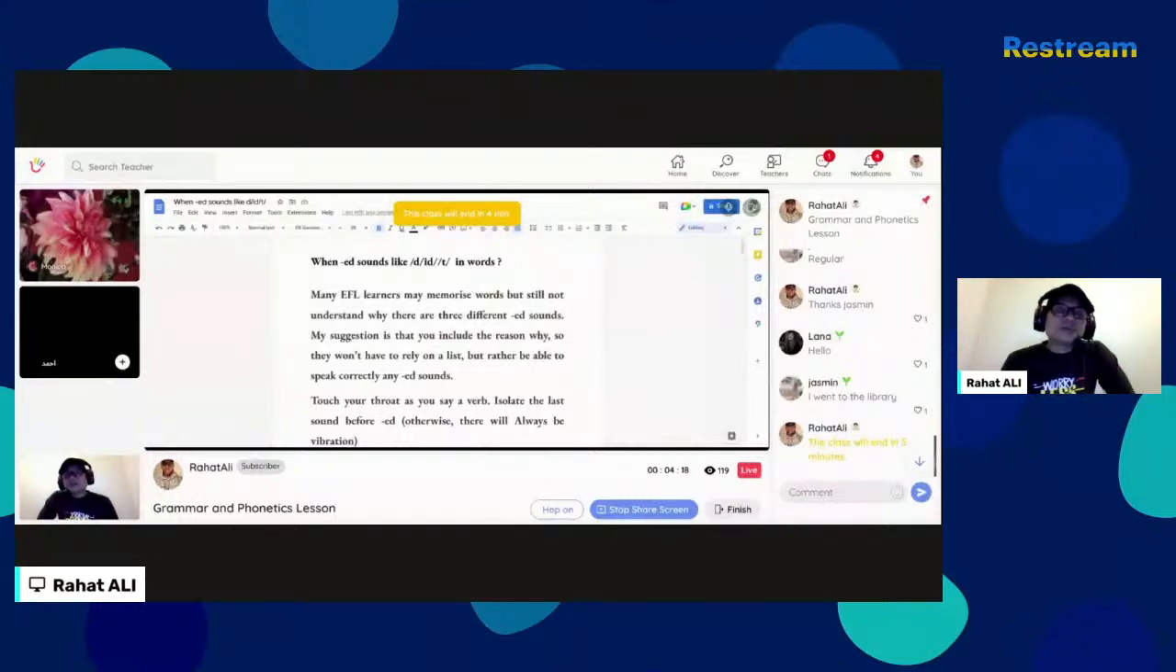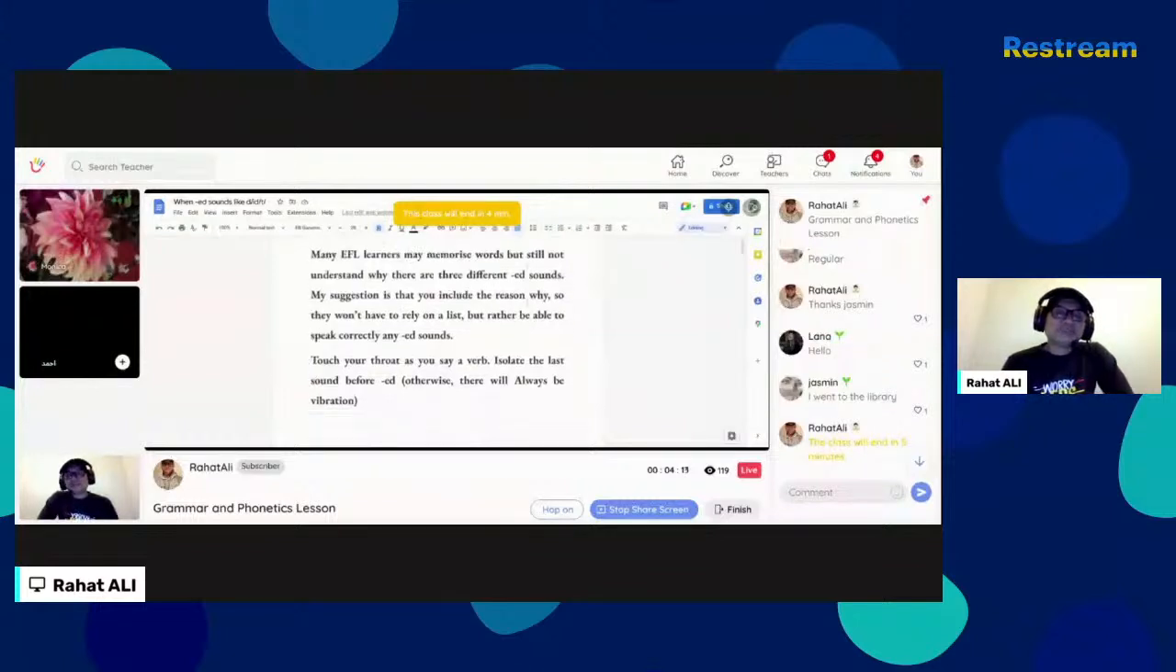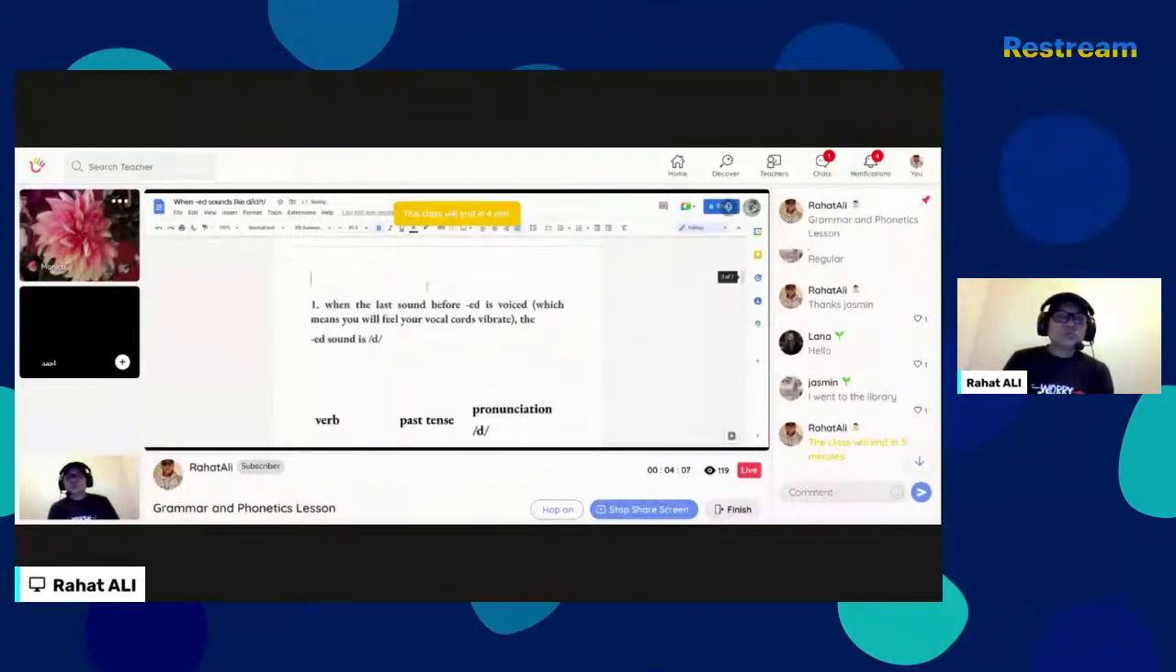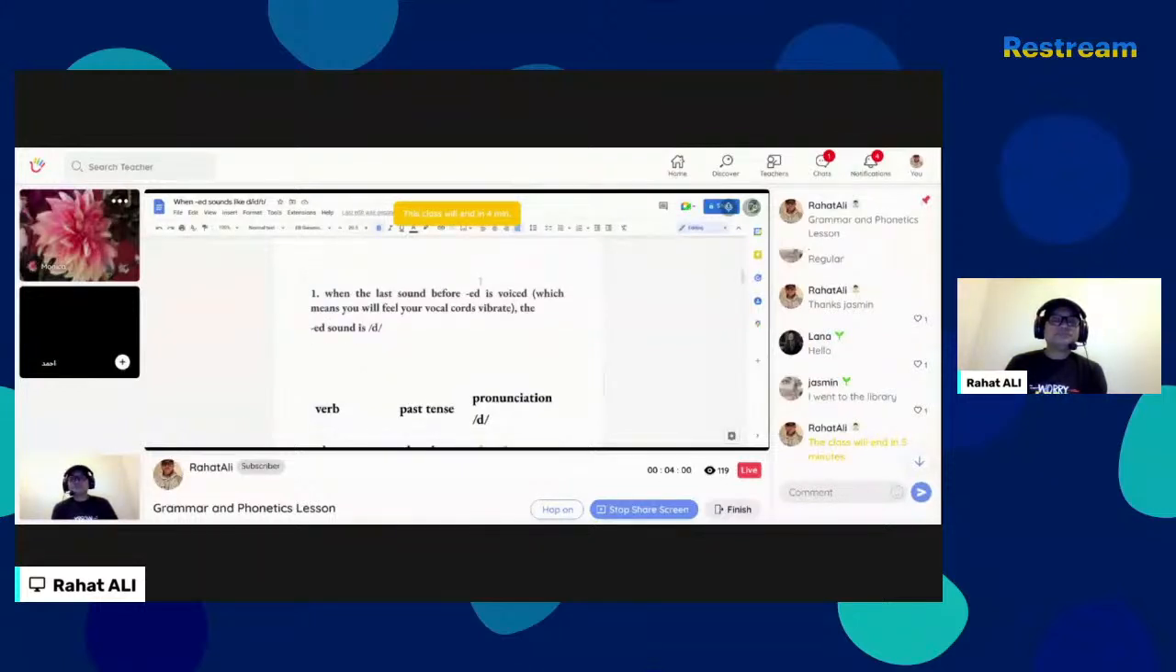Many EFL learners may memorize these words, but do not memorize. There are rules. Okay, rule number 1: when the last sound before ED is voiced. Do you remember voiced sounds, Monica? Voiced sound means the sound that comes from our vocal cords. Those sounds are called voiced sounds. And unvoiced sounds are coming from your mouth, like tongue or teeth, or through the nose.